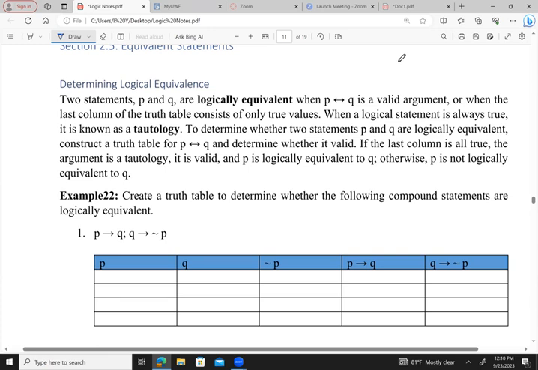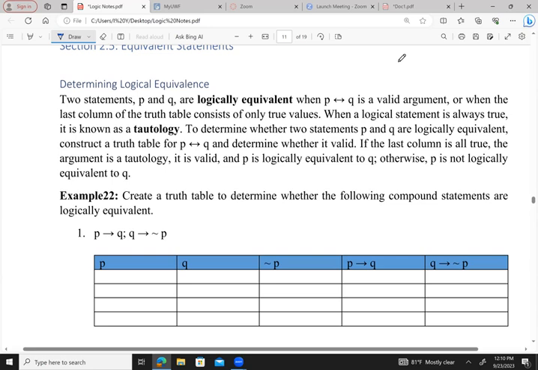To determine whether two statements P and Q are logically equivalent, construct a truth table for P if and only if Q and determine whether it is valid. If the last column is all true, the argument is a tautology, it is valid, and P is logically equivalent to Q. Otherwise, P is not logically equivalent to Q.